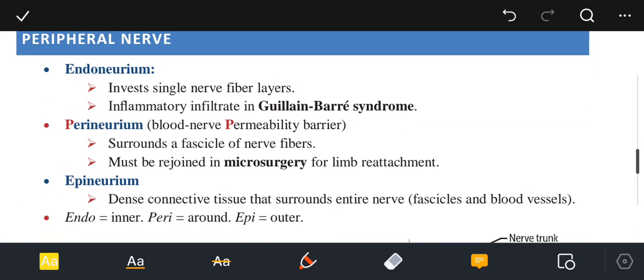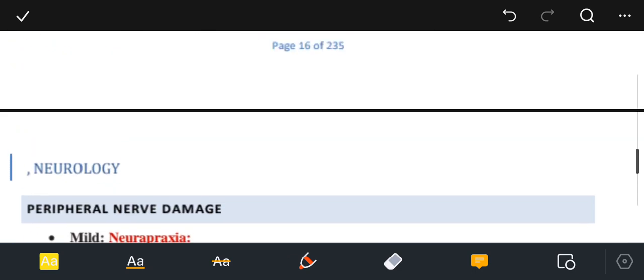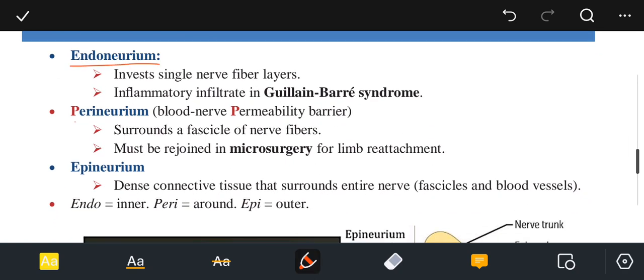The concept about the peripheral nerves. The peripheral nerves contain three layers, which are endoneurium, perineurium and epineurium. The endoneurium invests a single nerve fiber layer. Inflammatory infiltrate in the Guillain-Barré syndrome: the endoneurium contains the inflammatory infiltrate in the case of Guillain-Barré syndrome. It is very important to remember that endoneurium will invest a single nerve fiber layer.